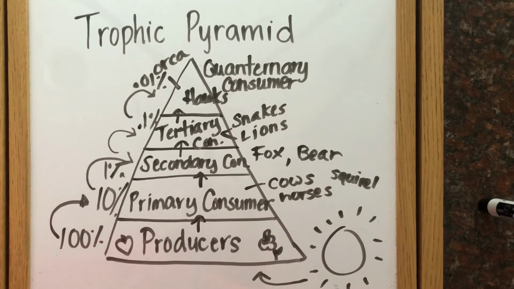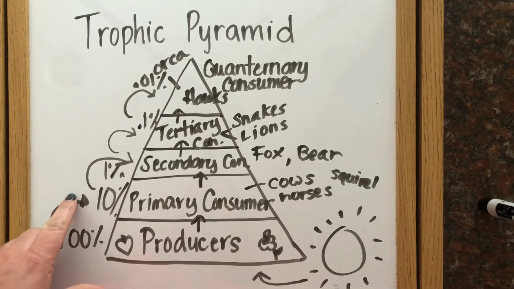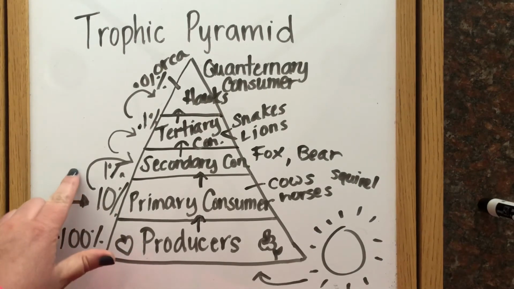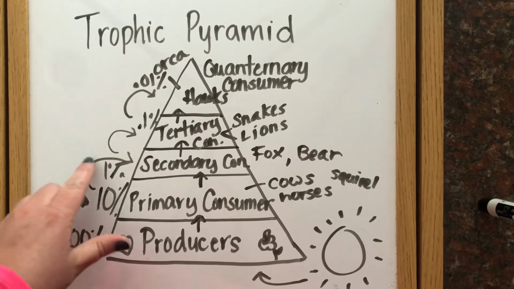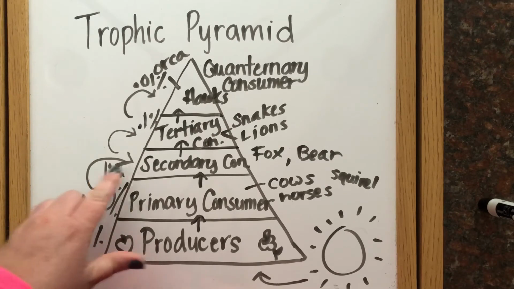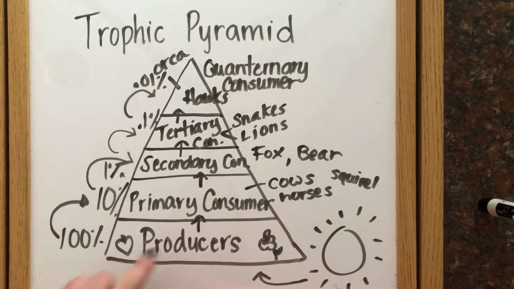And remember the 10% rule. Producers get all of the energy from the sun and then they pass on 10%. Those primary consumers pass on 10% of what they got, so secondary consumers get 1% of the energy from the sun. And that 10% rule continues all the way up.